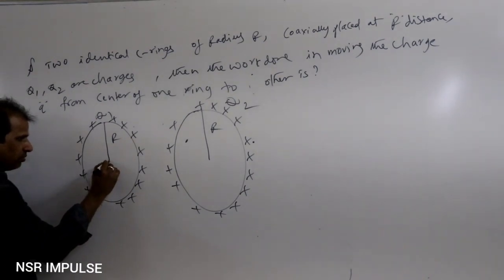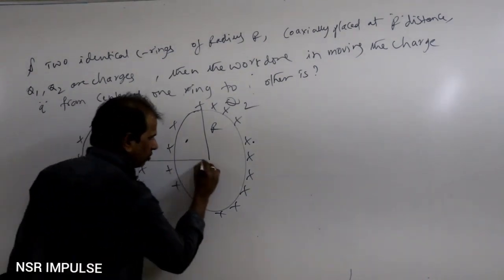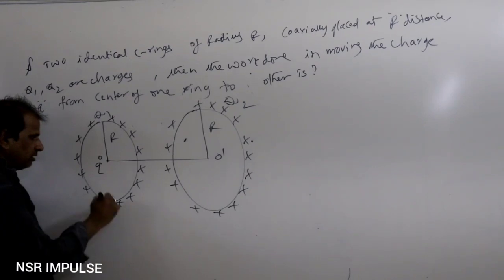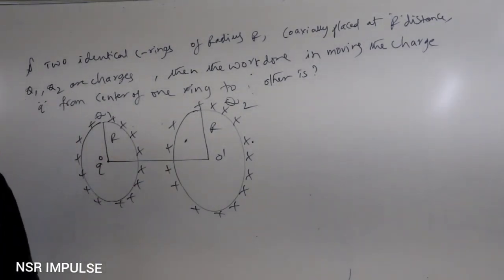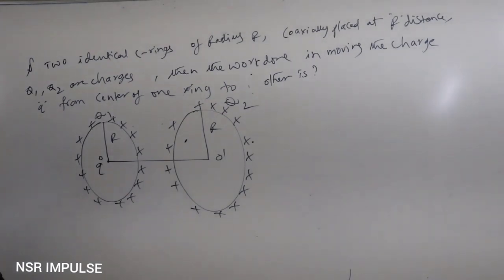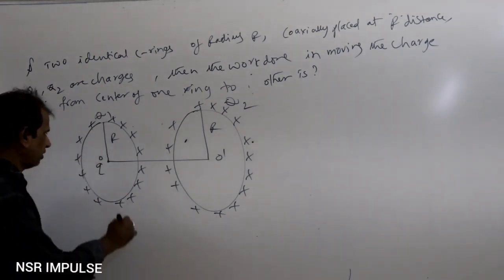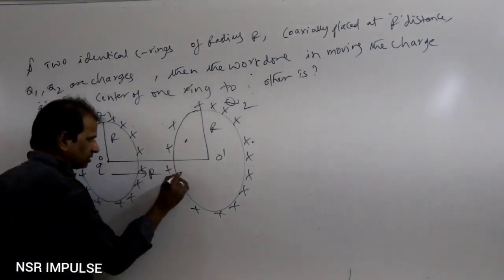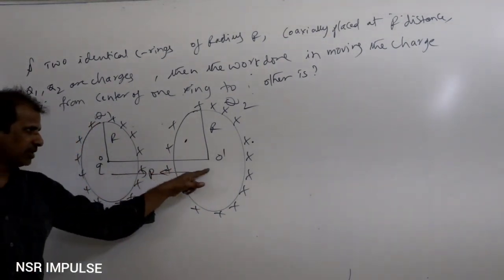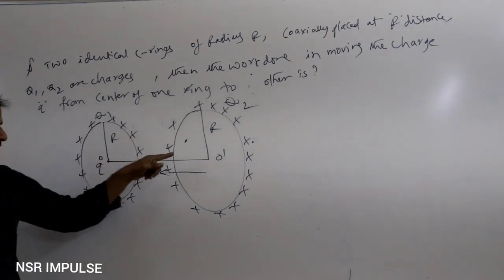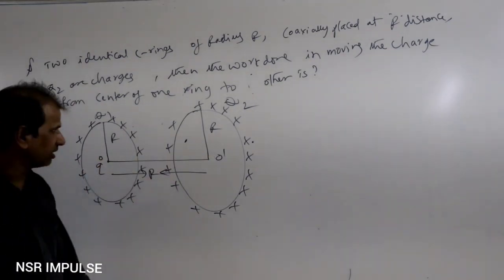A charge Q is taken from center O to O dash. Both rings have the same radius, capital R, and the distance of separation, capital R, is also the same. O is the center of one circular ring, and O dash is the center of another circular ring.